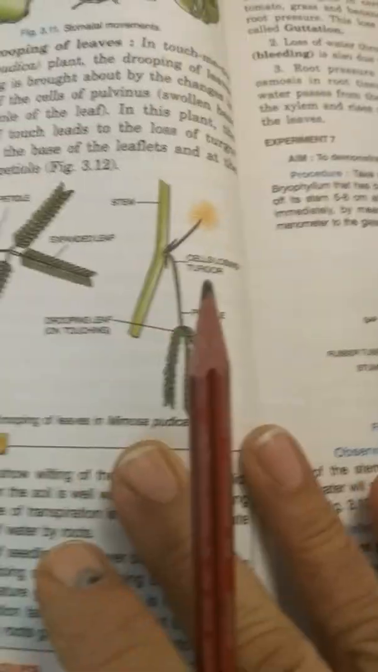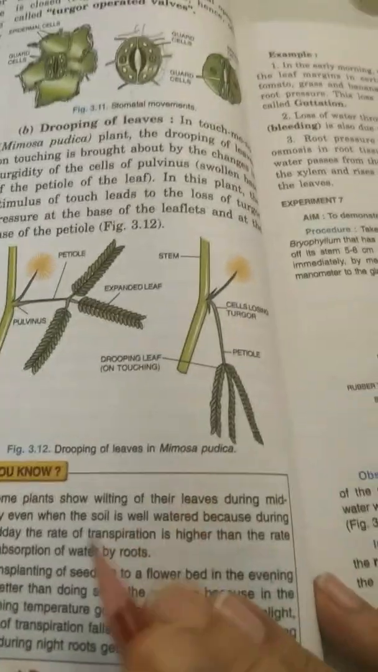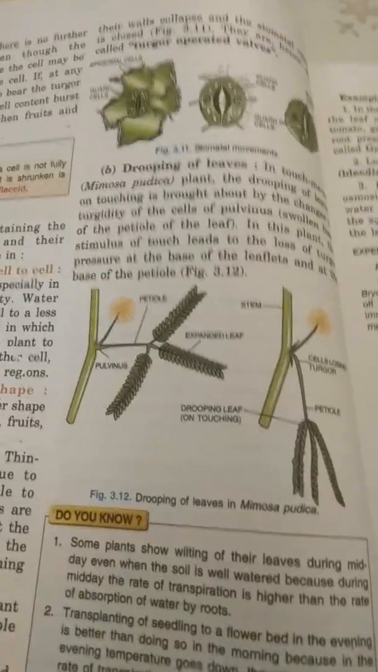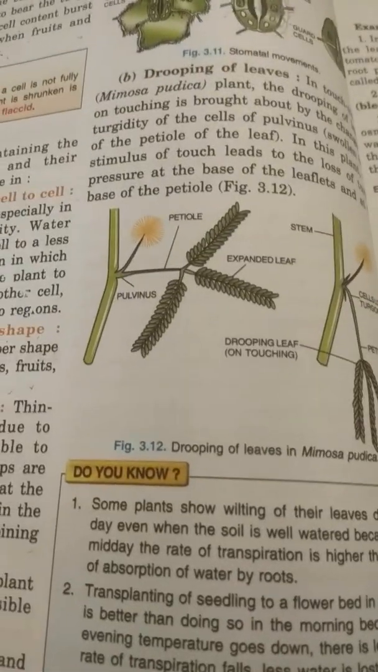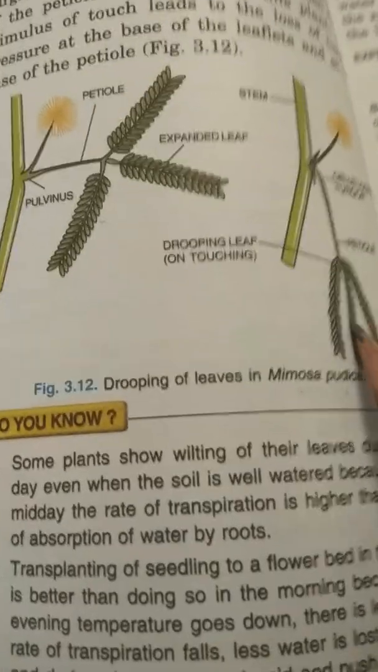Then come to drooping of leaves. Now a sensitive plant like Mimosa pudica is an outstanding example of turgor movement. If one of the leaves is touched even lightly, the leaflets fold up, and within 2 to 3 seconds the entire leaf droops down. See, this is a plant of Mimosa pudica, that is touch-me-not. When one of the leaves is touched, you can see the leaflets drooping down.